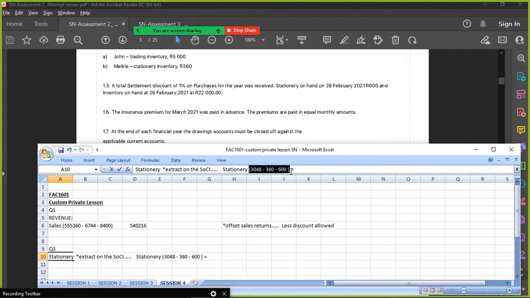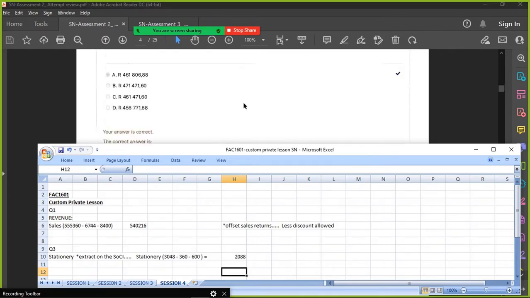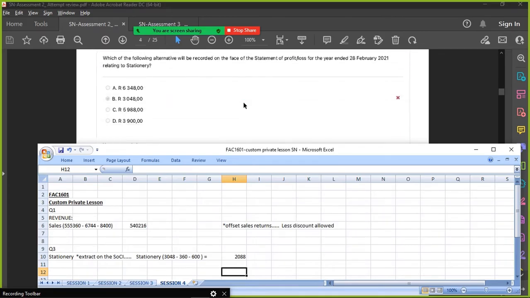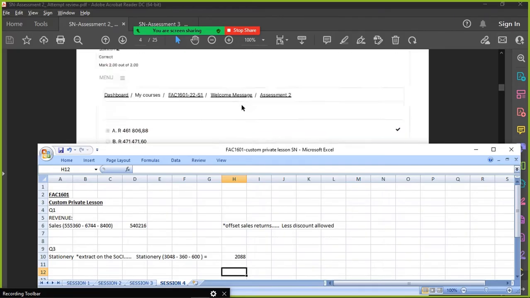So if I add and subtract all of that, I get 2088. One thing, so that won't be the answer. It's 5988. So I read this one as well, because at the top there's stationery at the start of the year.